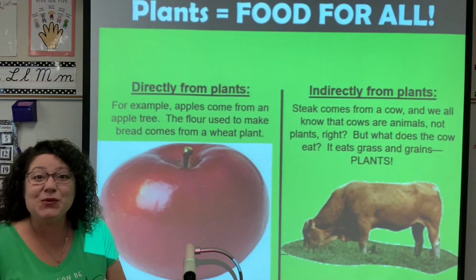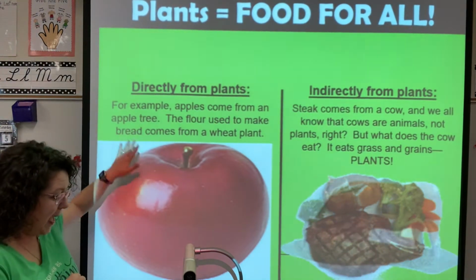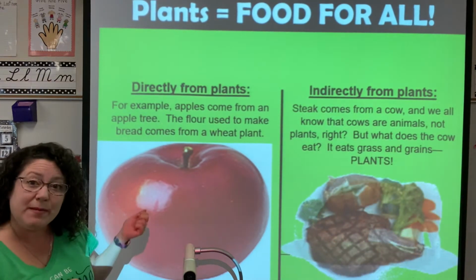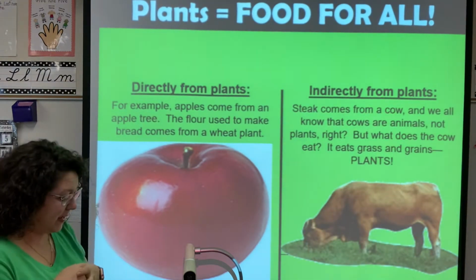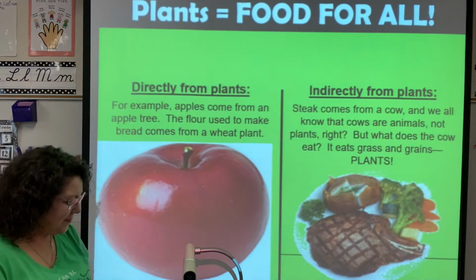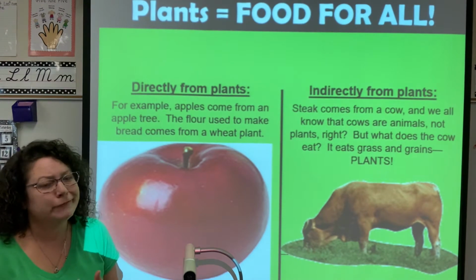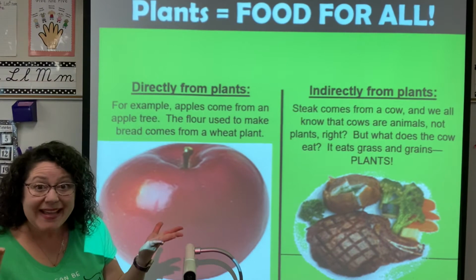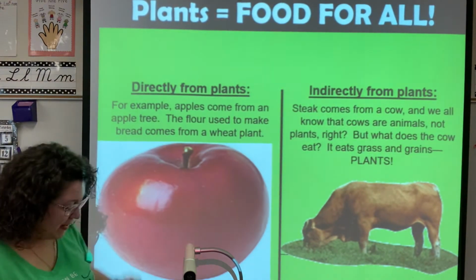Plants equals food for all. This is food we get directly from a plant. For example, apples come from an apple tree. The flour used to make bread comes from a wheat plant. Indirectly means not exactly from a plant. Steak comes from a cow. I love steak. And we all know that cows are animals, not plants, right? But what does the cow eat? Plants. Eventually we'll get it from a plant.